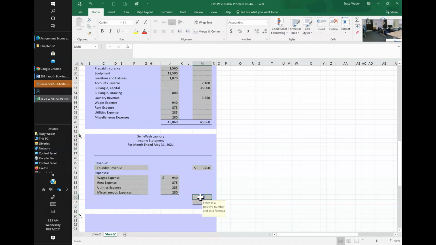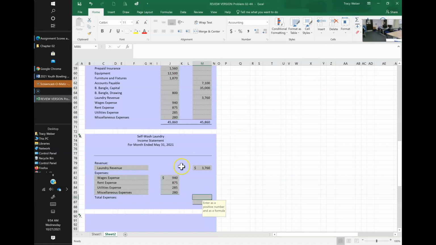Okay, and then here we're going to find total. It says enter a positive number and as a formula. So we're adding the total of expenses. So actually we should probably click down here and type in total expenses to label this. Okay, and that is right here. Again, we're adding a string of numbers.